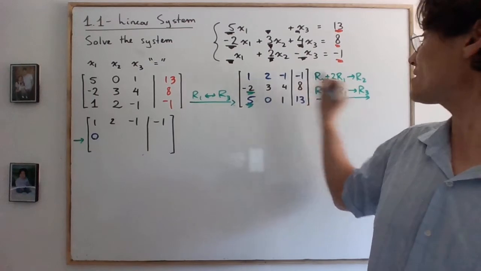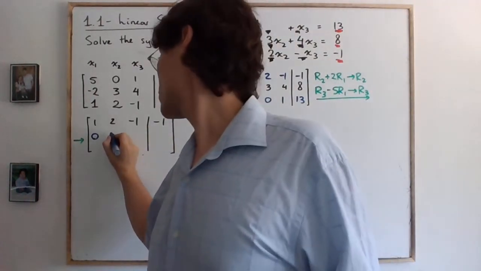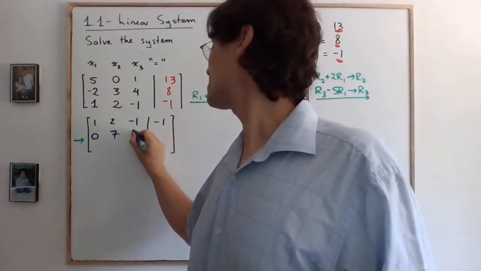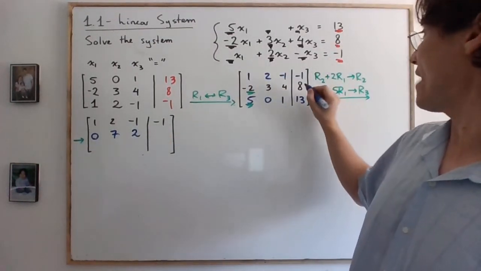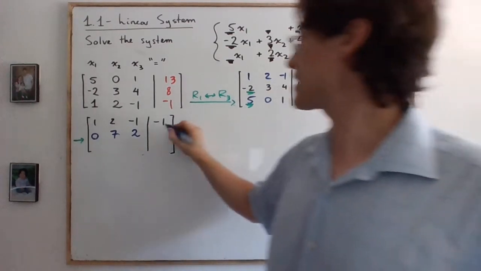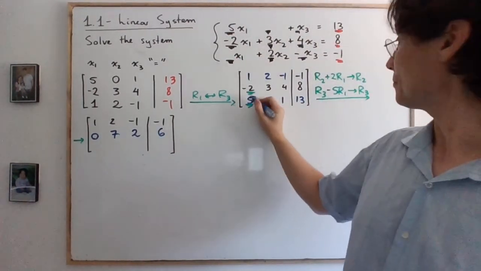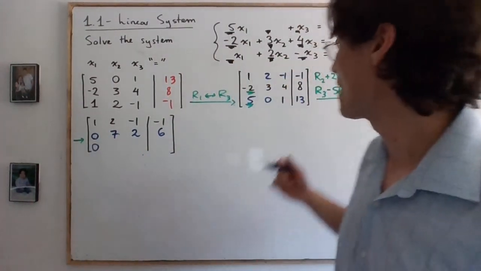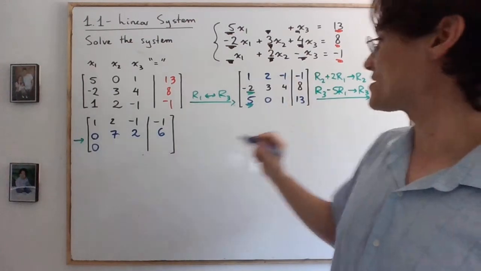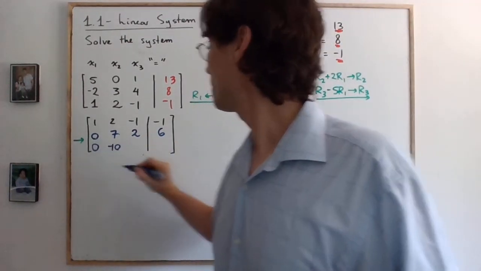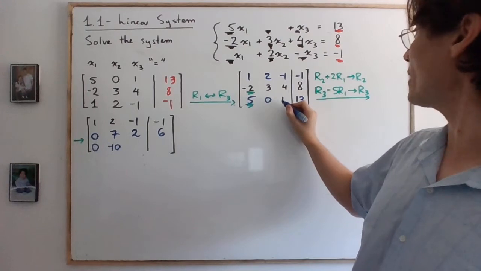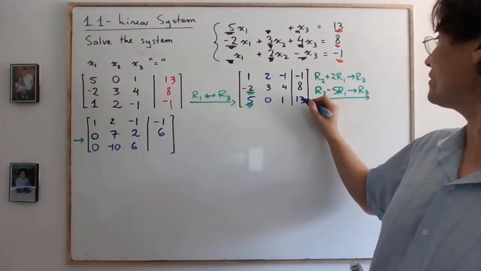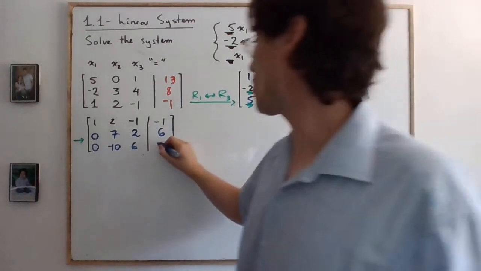So 3 plus 2 times 2, that's 3 plus 4, 7. And 4 plus 2 times negative 1 becomes 2. And finally, 8 plus 2 times negative 1 becomes 6. Now, 5 minus 5 is obviously 0. That's the point of this operation. And 0 minus 5 times 2, so we have a negative 10. And we have here 1 plus 5, so that's going to become 6. And finally, 13 plus 5, so 18.